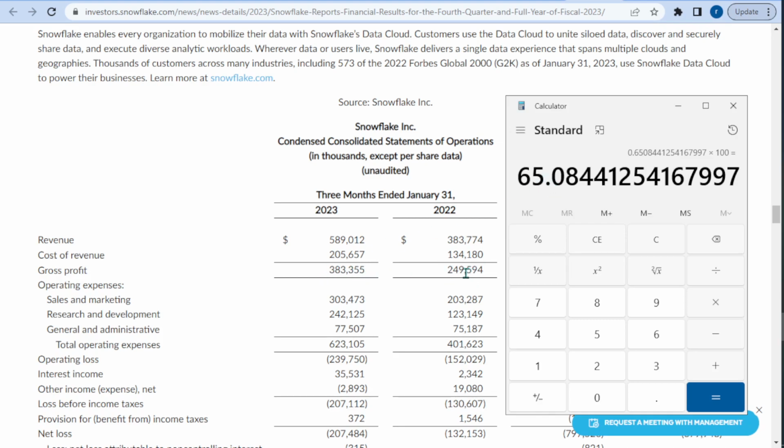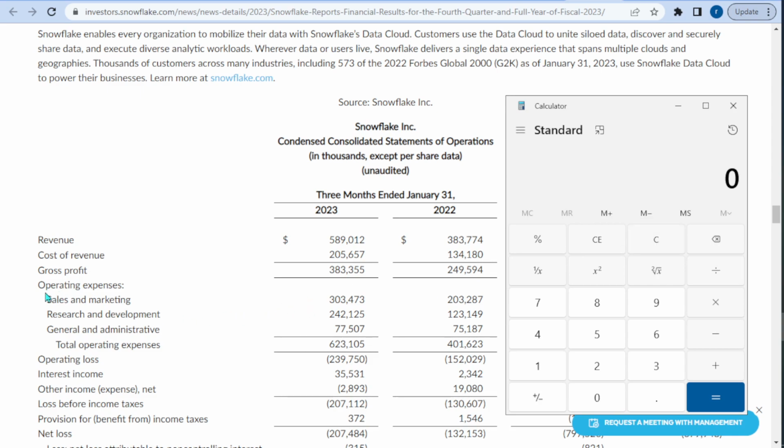Now we're going to do the same thing for 2022. So we're going to get the 249,594. We're going to divide that by 383,774 equals, times that by 100. So yeah, it's about 65% again. So gross margins have not changed a whole lot.